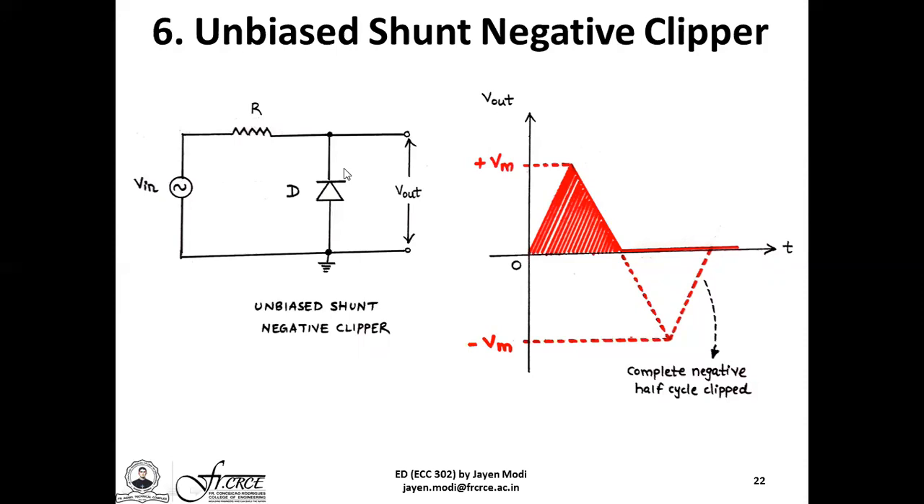It does not conduct any current at all. It is behaving like a typical open circuit. And when the diode is behaving like a typical open circuit, whatever signal is present at the input side, the same signal can be easily obtained across the output terminals Vout as shown. So for the entire positive half cycle of the AC input signal, in which the signal goes from 0 to plus Vm and then from plus Vm back to 0, you have the same signal appearing at the output terminals also from 0 to plus Vm and then from plus Vm back to 0.